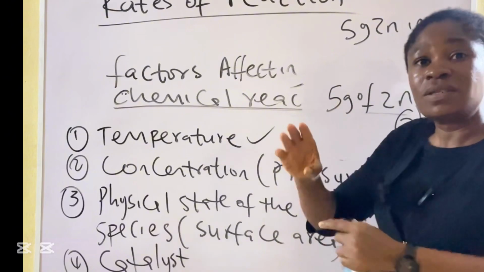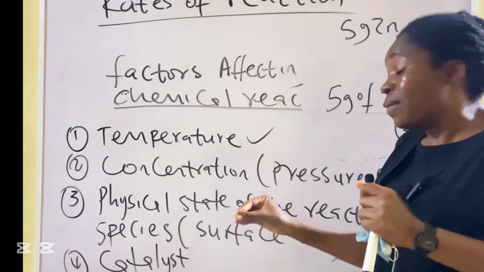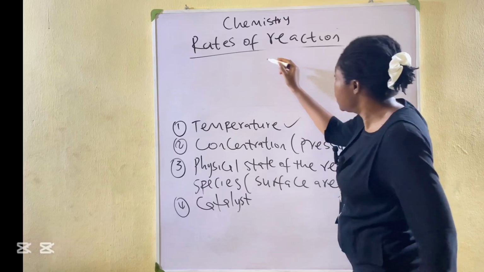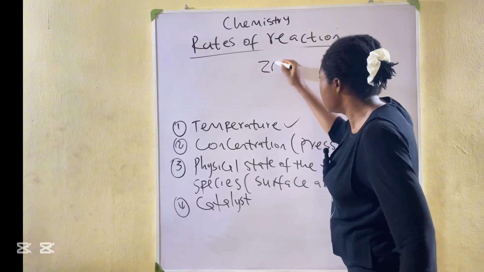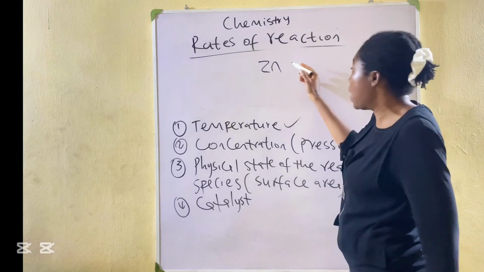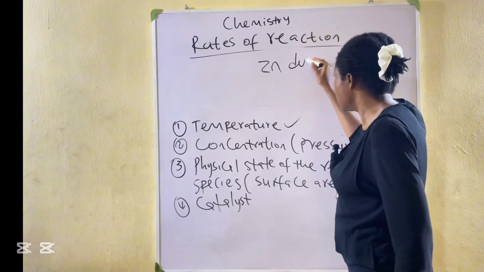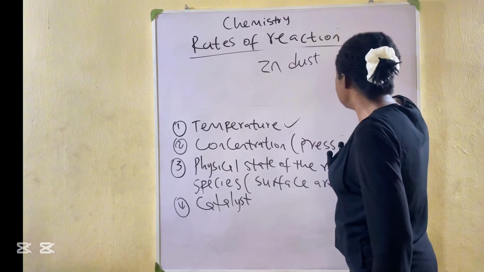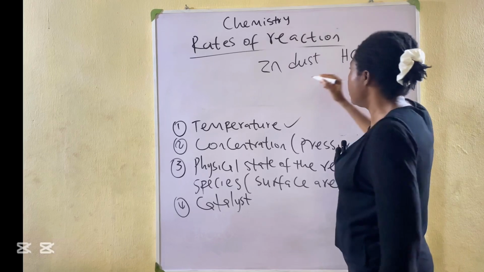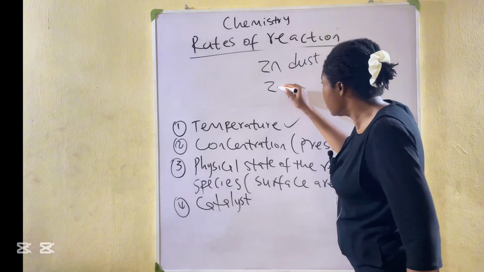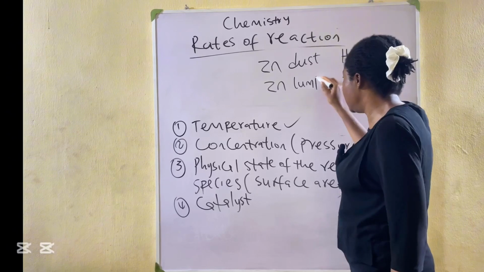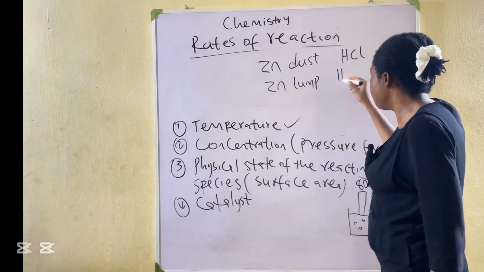You're exposing that reactant to the other reactants. For example, if I react zinc powder or zinc dust with hydrochloric acid, and the same with a zinc lump, which will take longer?